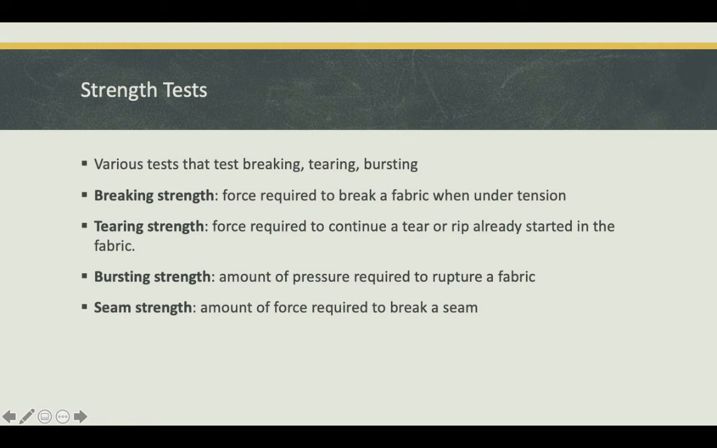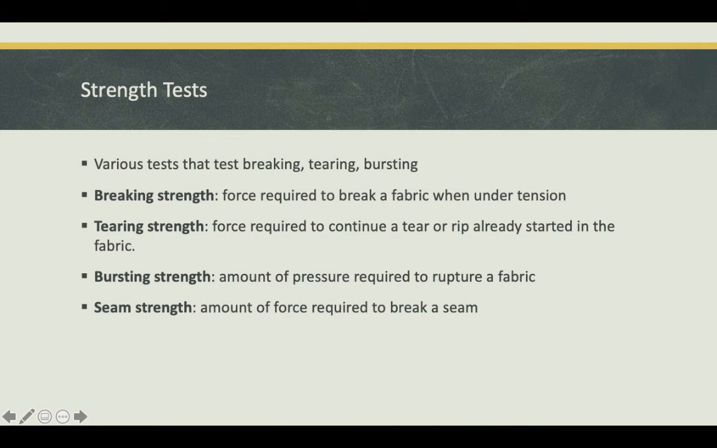Now, strength tests, there are different types of strength tests. It's not just like, well, is it strong enough? There's breaking, tearing, bursting, and seam strength, okay? So what we typically look for in breaking is the force required to break the fabric when it's under tension. The tearing strength is the force required to continue to tear or rip after the rip has already started. So tearing strength is how much strength you need to continue the tearing action. Bursting is the amount of pressure required to rupture, to create that first rupture in the fabric. And seam strength is the amount of force required to break a seam.